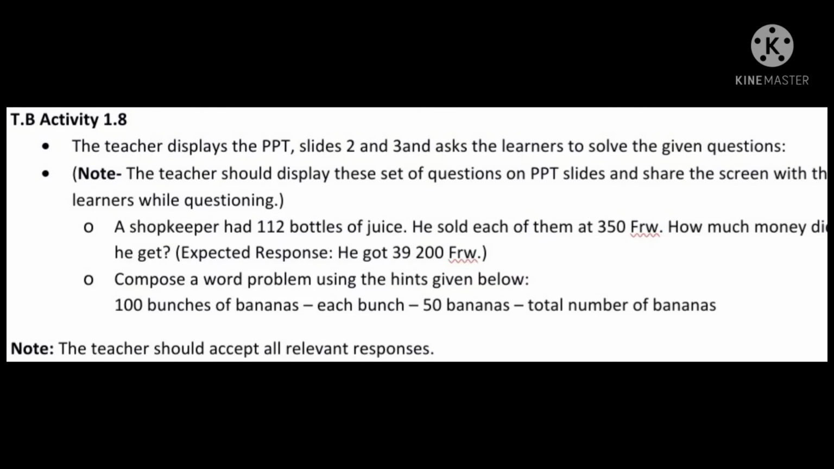Now, as you can see, the question on the PPT slide says that a shopkeeper had 112 bottles of juice. He sold each of them at rupees 350. How much money did he get? Allow the students to solve the question, elicit answers from them. Expected response would be the shopkeeper got 39200, that is 39,200 rupees.